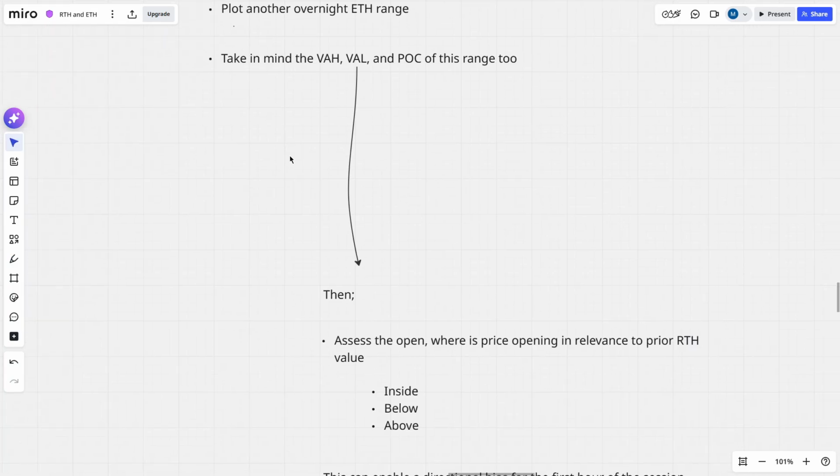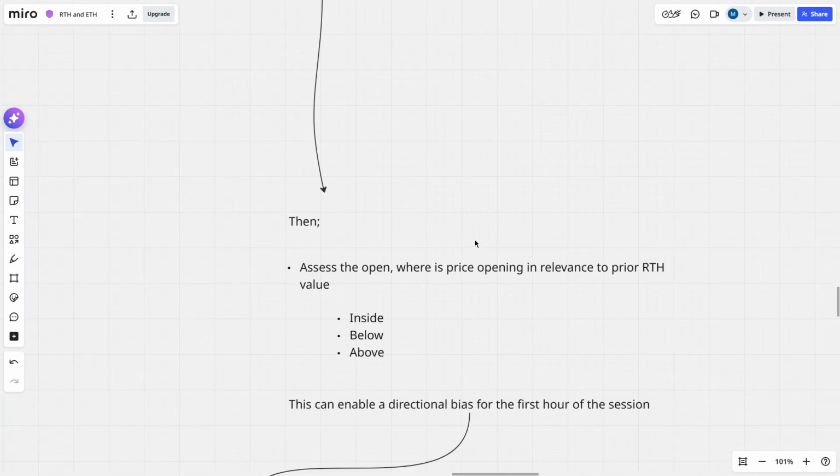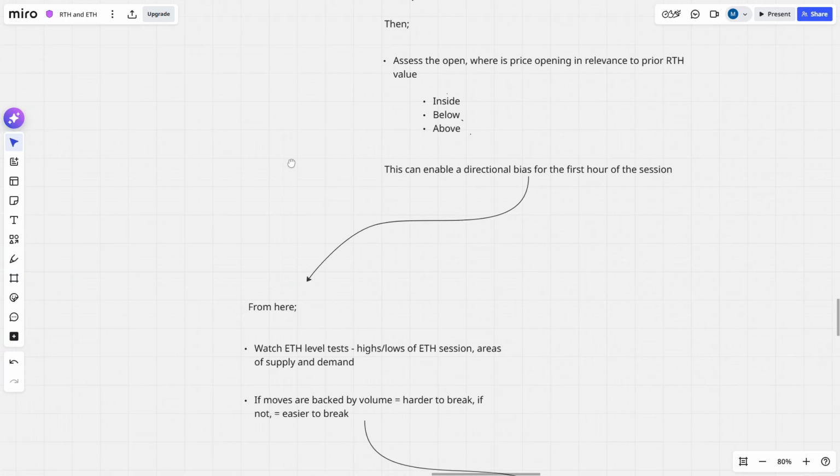And then to go from there, we want to assess the open, where the price is actually opening in relevance to this prior RTH value, whether that be inside, as I was saying before, meaning balance, below, meaning the market wants to move lower, or above, which means the market wants to push higher. And like I said, this can enable us to see the directional bias for the first hour. And from then, typically, it will follow in fashion. So where do we move from here?